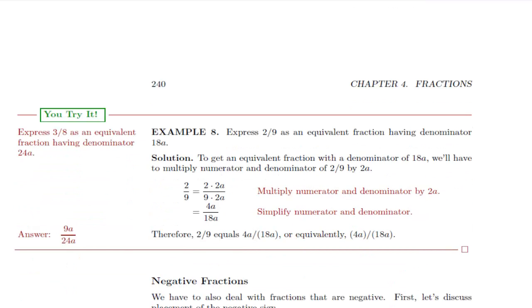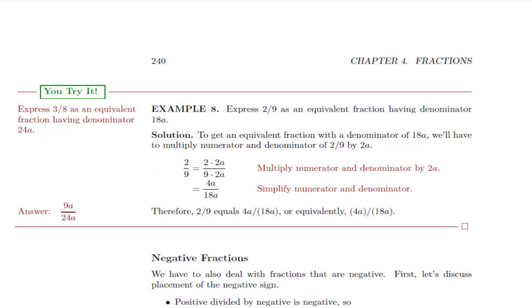Example 8. Express 2/9 as an equivalent fraction having denominator 18a. Solution. To get an equivalent fraction with a denominator of 18a, we'll have to multiply numerator and denominator of 2/9 by 2a. In the numerator, 2 times 2a is 4a, and the denominator, 9 times 2a, is 18a. Therefore, 2/9 equals 4a/18a, or equivalently, with parentheses around both numerator and denominator.